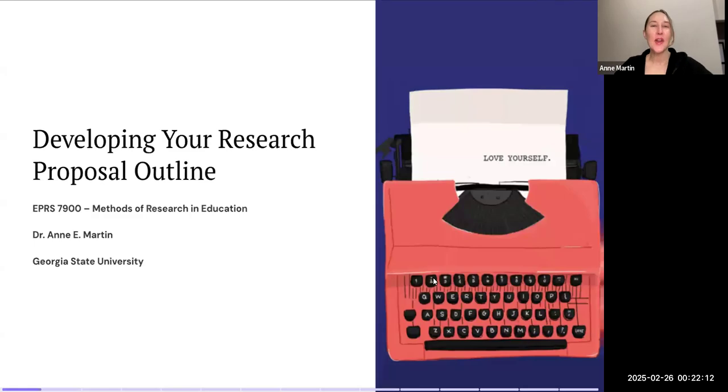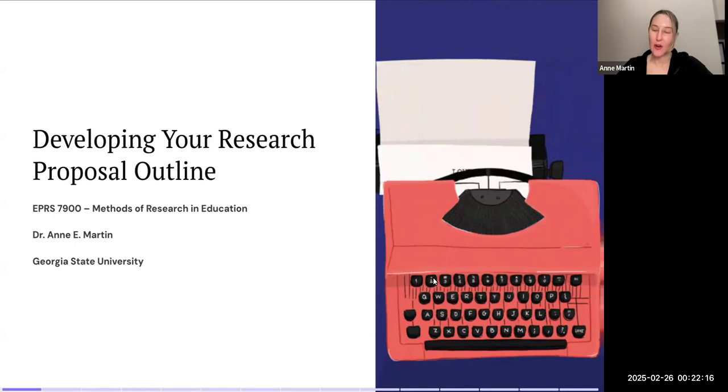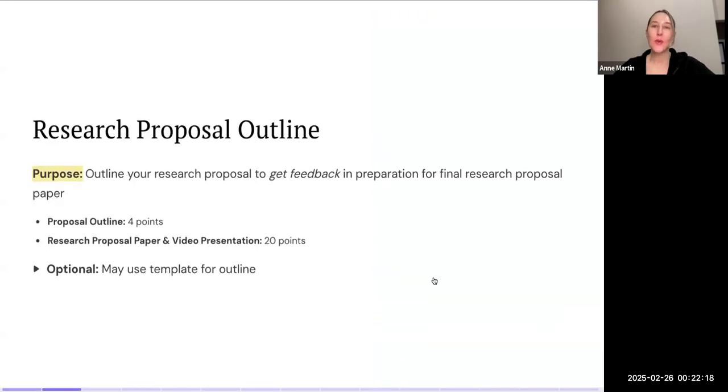Hi, everyone. Today we are going to be talking about developing your research proposal outline. So the purpose of this assignment is for you to get some feedback in preparation for your final research proposal paper. So the proposal outline is worth 4 points, and the final research proposal due at the end of the term and your video presentation is worth 20.